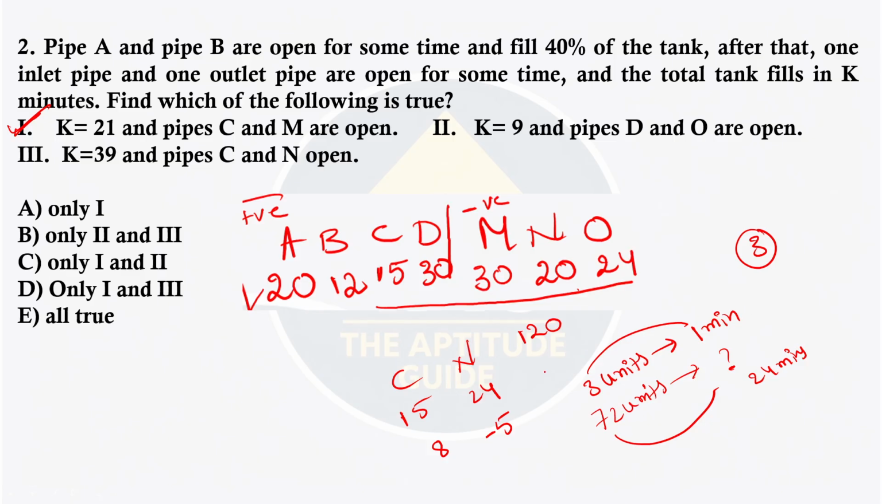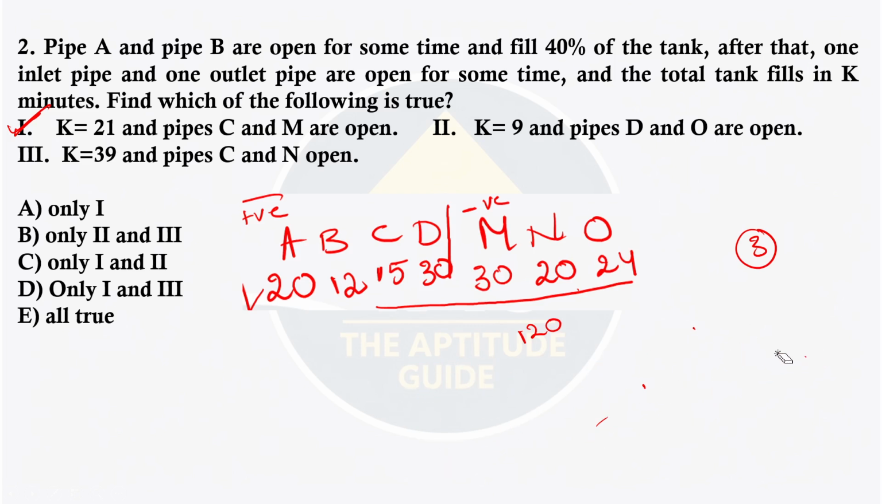Okay, I think somewhere I lost it here. N is not 24. O is 24. Okay, fine. I missed it. Let us do one thing. Let me solve the same again. Mistakes happen.